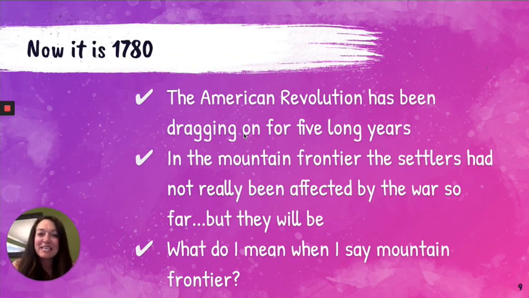So the year is 1780. The American Revolution has been dragging on for 5 long years, and all of the fighting was happening in the colonies. So when I talk about the mountain frontier, we're talking about those people that literally went over the mountain. And you've learned about some of these people in the Tennessee history lessons that we've reviewed over the last few weeks. And those are the people that we're speaking about. But those people that went over the mountain weren't really affected because the fighting was happening in the colonies. So that is the mountain frontier. And those are, we call them frontiersmen. They're the men that lived in that area.